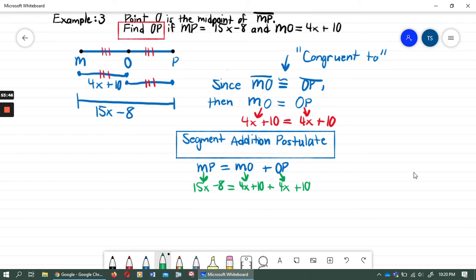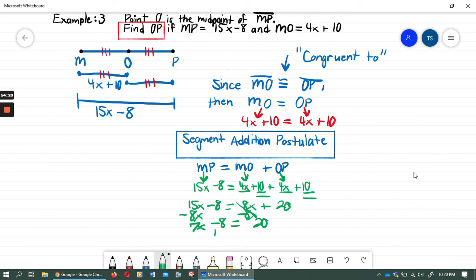Let's combine our like terms here on the right side of the equation. 4x and 4x gives us 8x. Let's hurry this up because we don't have much time. 10 and 10 gives us 20. Because we have to get to the midpoint formula and two examples with that. Let's get all our variables on one side of the equation. Minus 8x minus 8x. That gives us 7x. Awesome. We still have the minus 8 over there. The only thing left on the right side is plus 20.